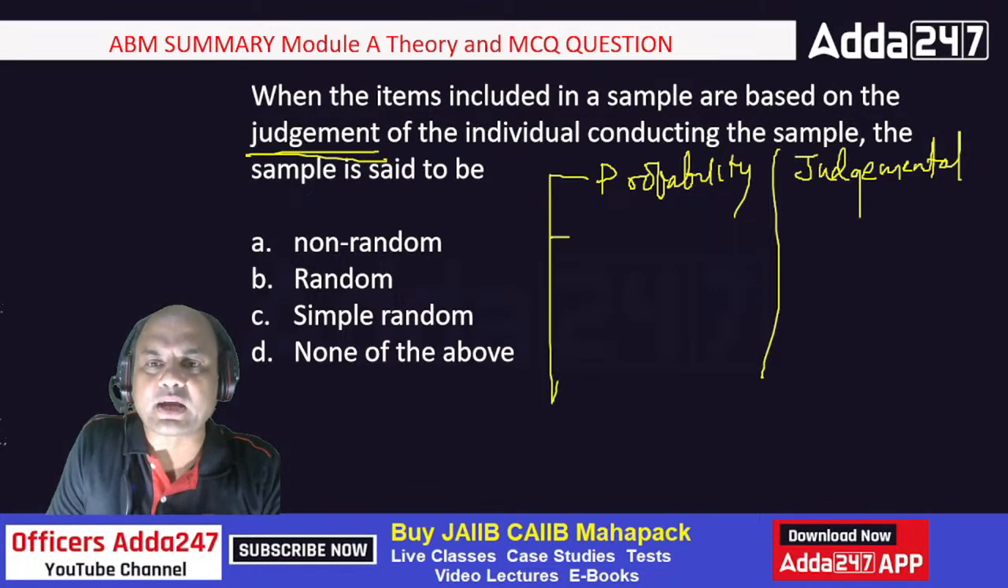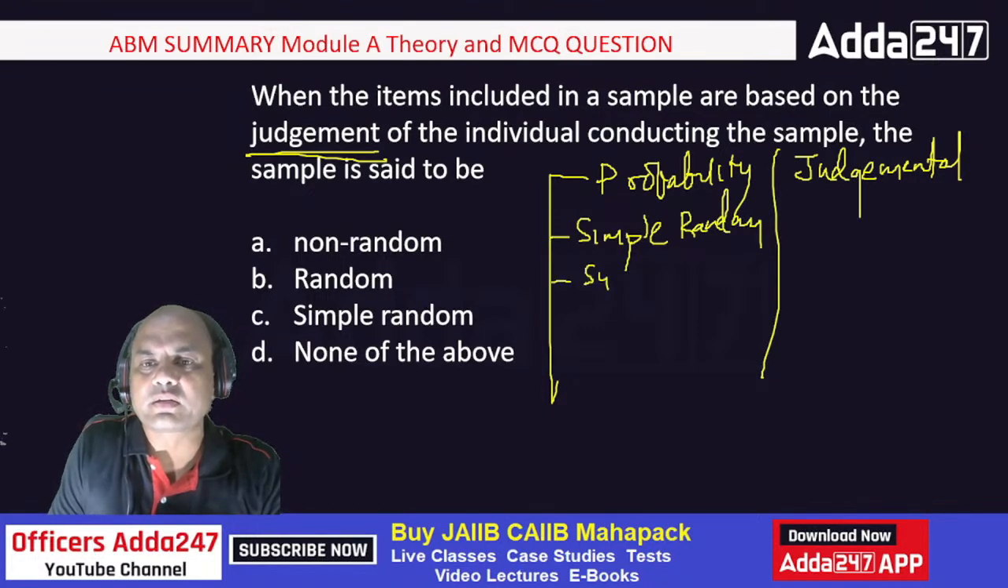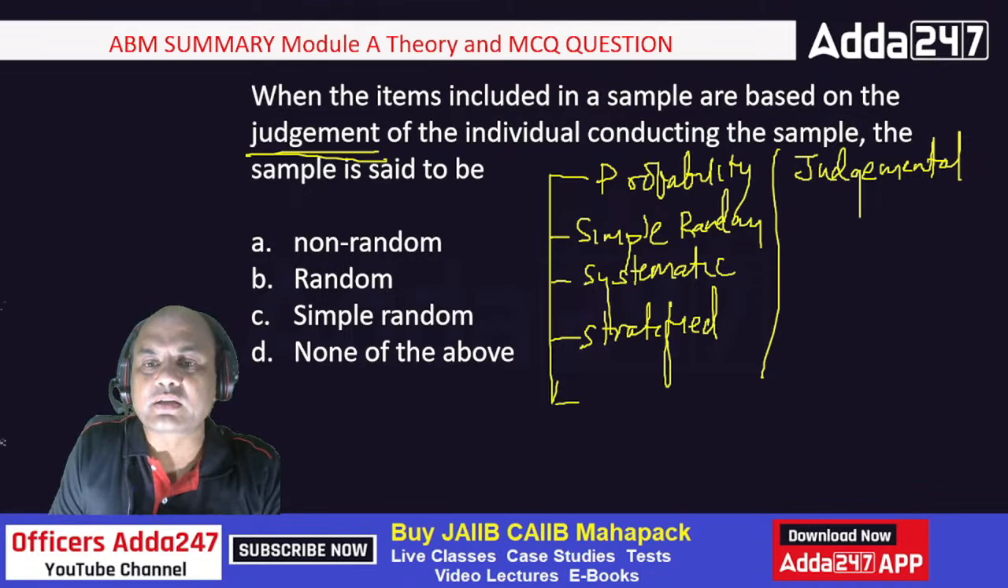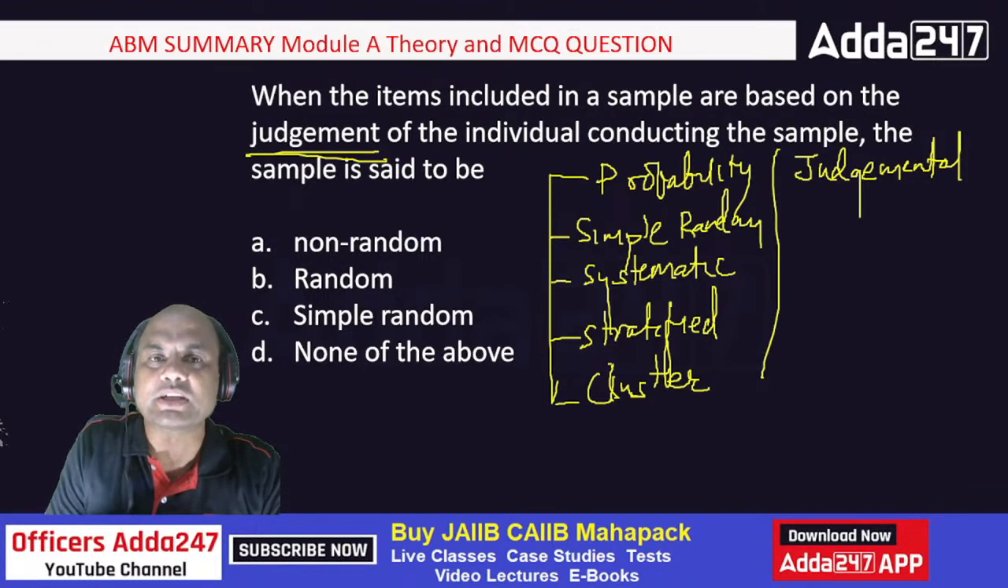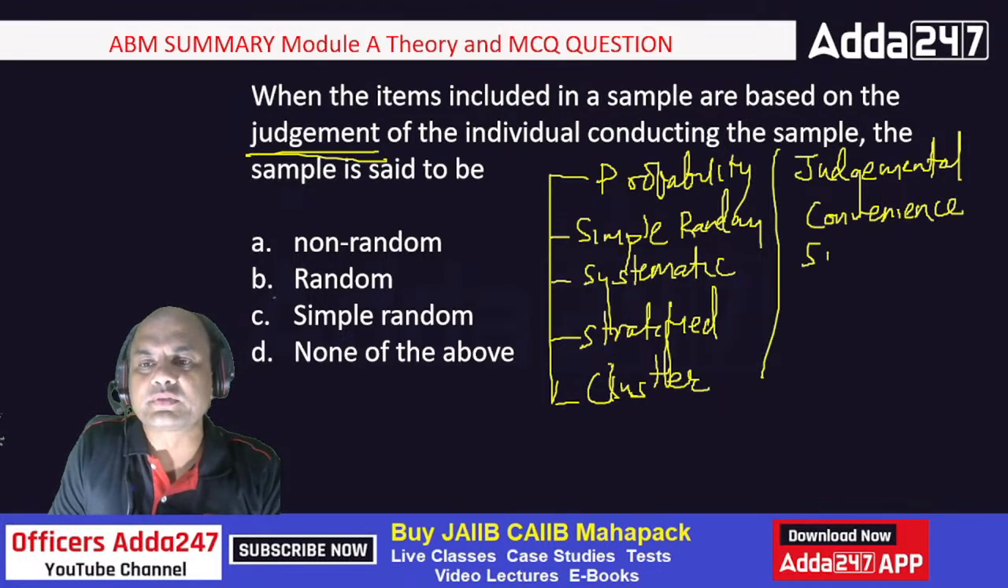In probability, we have again 4 types of sampling. Which are the 4 types? Simple random, then systematic, then stratified, and last one is cluster. So these are the 4 types of sampling in probability. And in non-probability or judgmental, we have various: convenience, then snowball, plus there are many, 3 to 4 more.